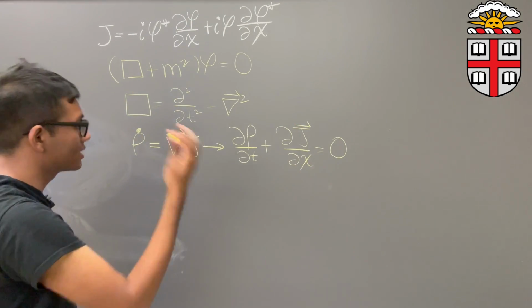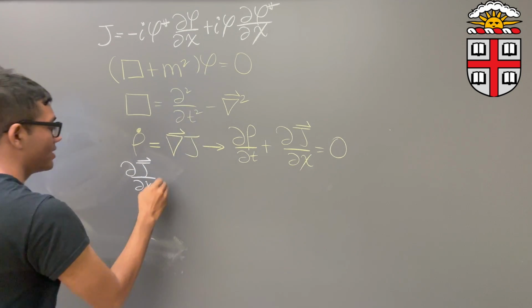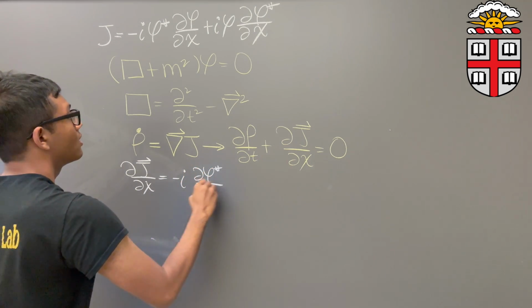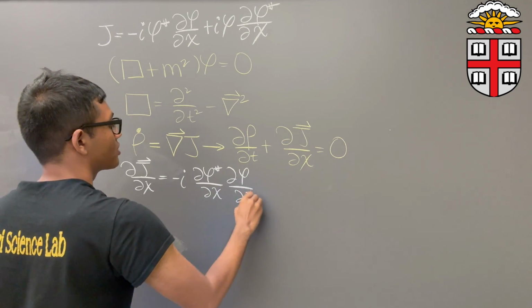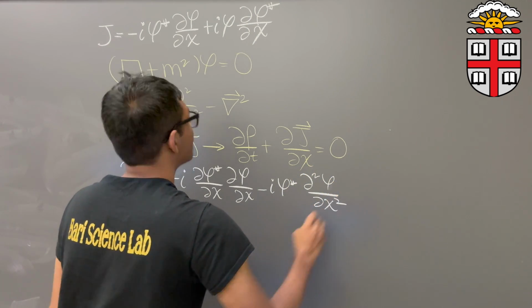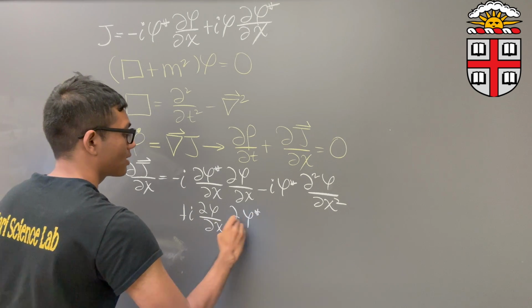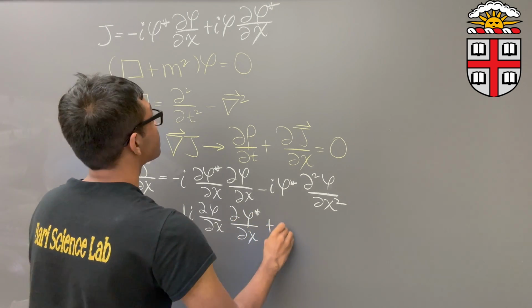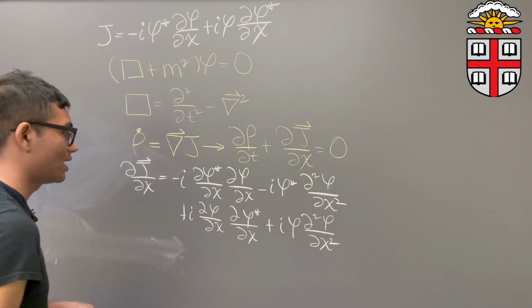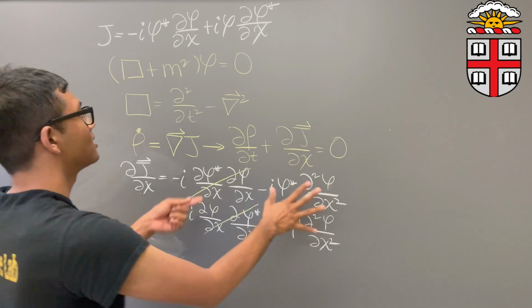Well, we've got j right here, but let's just take the derivative. So ∂j/∂x means just taking the spatial derivative of this probability current. So that's going to give us first minus i ∂ψ*/∂x ∂ψ/∂x minus i ψ* ∂²ψ/∂x², and then plus i ∂ψ/∂x ∂ψ*/∂x, and then plus i ψ ∂²ψ*/∂x². Alrighty, wonderful. So now what we've got is two terms that cancel out right here, and we're just left with these guys right here. Hopefully I did not screw something up.